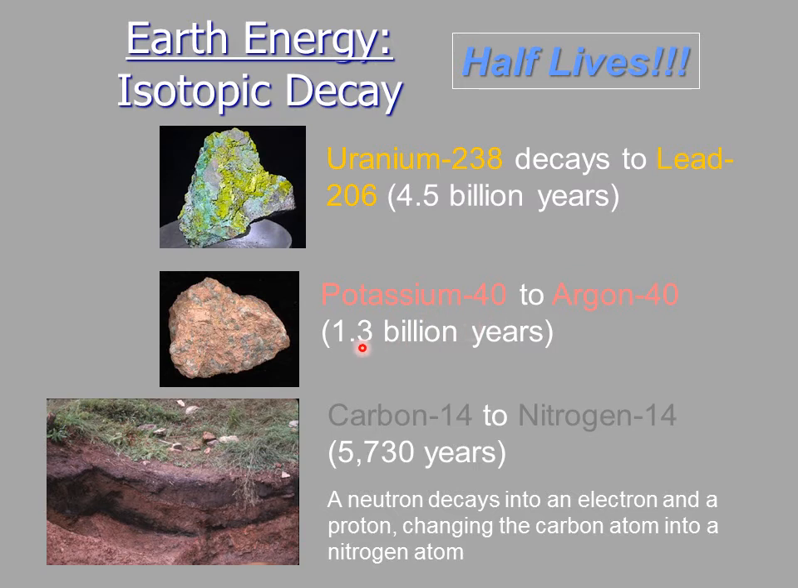Potassium-40 to argon-40 is 1.3 billion years for the same thing, to where you have half potassium-40, half argon. And carbon-14 to nitrogen-14 is 5,500 years or thereabouts, which is useful. Here's a fire pit near Stonehenge, and the charcoal in this fire pit you can date using the carbon-14 to nitrogen-14 dating method when you look at how much nitrogen-14 has decayed from carbon-14.